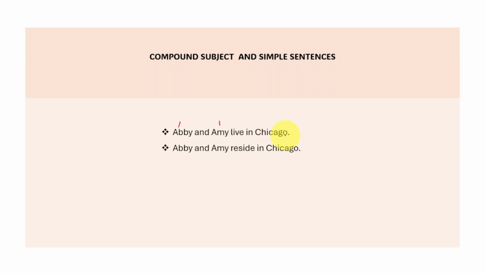Abby and Amy are the compound subject because there are two subjects there. I'm talking about Abby and Amy live in Chicago. I've got one verb, live. This one is the verb, this one is the subject, and Chicago is the object, with in as a preposition. Now, this is the same thing; I just changed the synonym I put there.